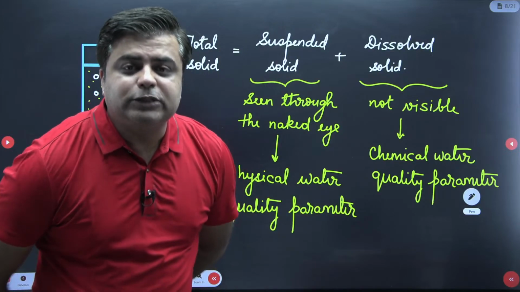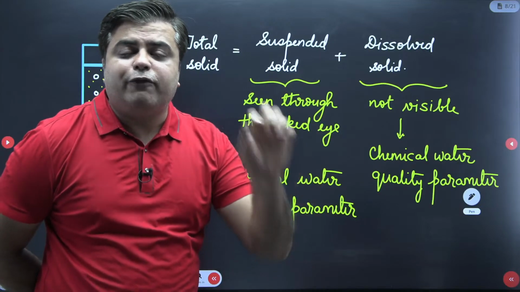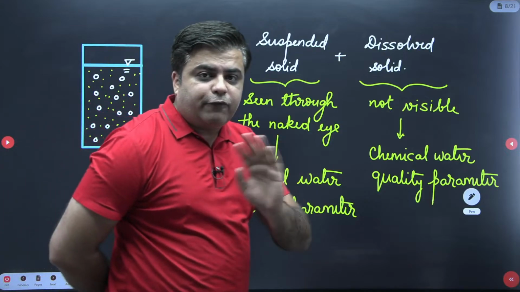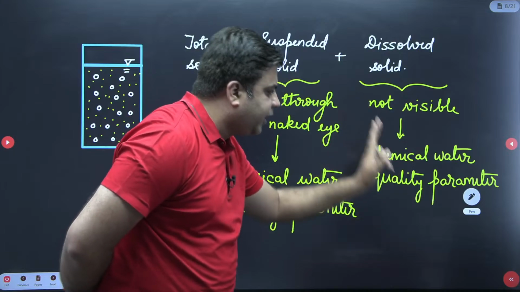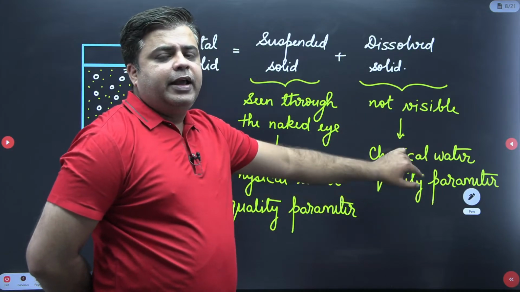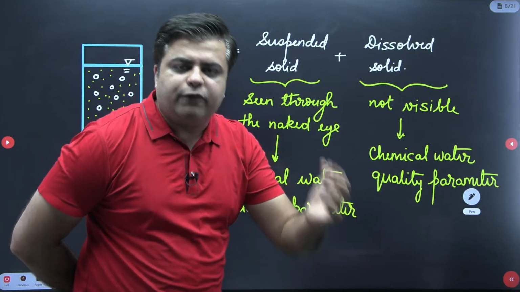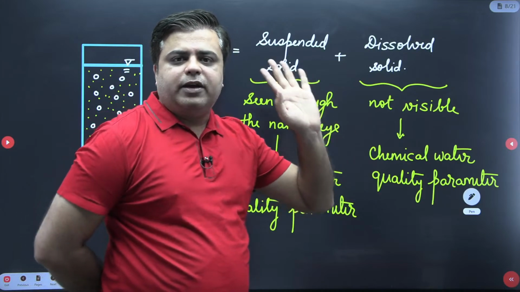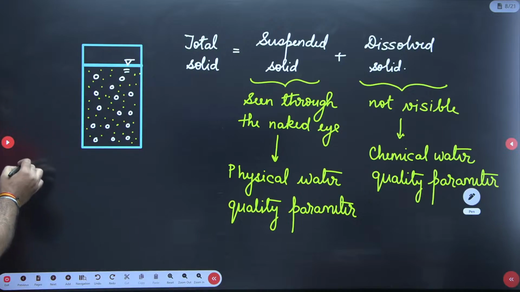My dear, suspended solid is a physical water quality parameter. It does not affect the chemical quality. Suspended solid does not affect the chemical quality of water. The chemical quality of water will be affected by chemical water quality parameters, in which dissolved solid is an example. Dissolved solid is going to affect the chemical quality of water. Suspended solid is not going to affect the chemical quality of water. So you can mention this as a note point, and you can write it down.